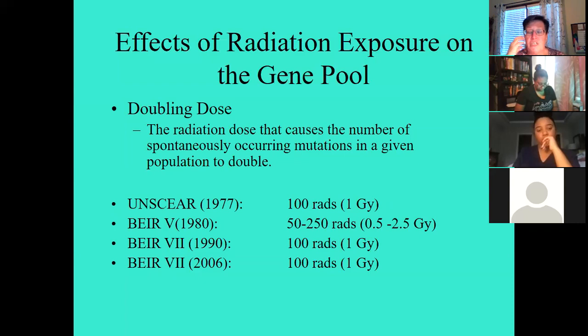Well, over the years, the estimates have changed. UNSCEAR, which is the United Nations Scientific Committee on the Effects of Atomic Radiation, estimated it in 1977 at 100 rads, which is 1 gray. BEIR, the Biological Effects of Ionizing Radiation Committee, in 1980 said, well, it could be anywhere from 50 to 250 rads or 0.5 to 2.5 gray, depending on how it's administered, either acutely or chronically. Later reports in 1990 and 2006 from the BEIR Committee have basically reiterated that it's still approximately 1 gray. So if a large population received an exposure of 1 gray, we would expect the mutation rate to double.